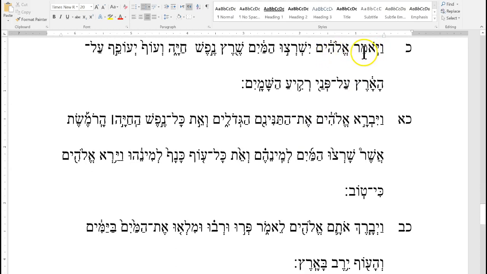Vayomer Elohim, and Elohim said, Yishretsu hamayim, let the waters teem, sheretz, with a teem. Let it teem with a teem. That's a cognate accusative. Nefesh chaya, a living soul. This is like an ecosystem or something, I think. Ve'of ye'ofef, and a bird flittering around, al ha'aretz, on the earth, al pnei rakia, on the faces of the rakia, hashemayim, the rakia of the heavens.